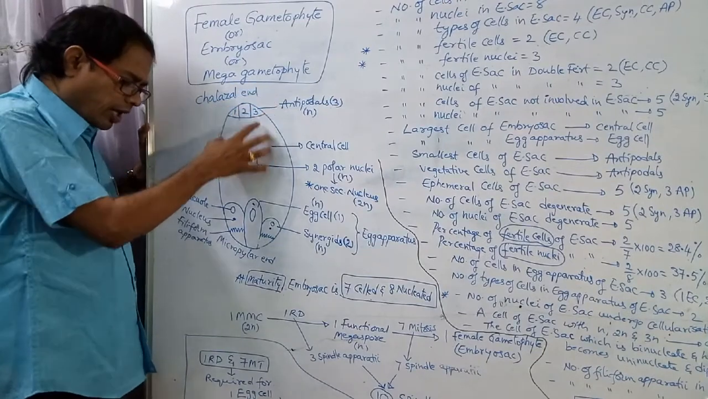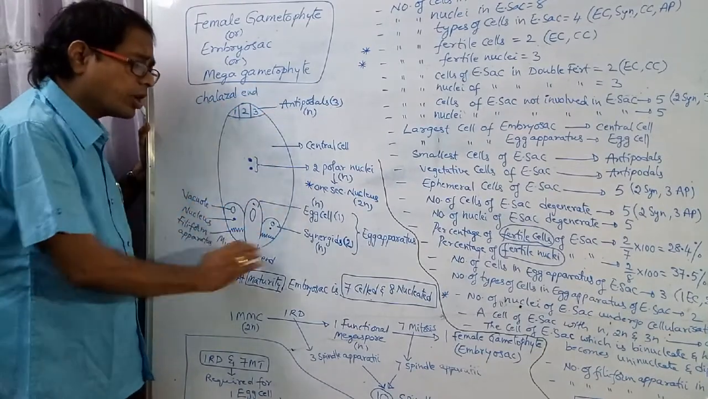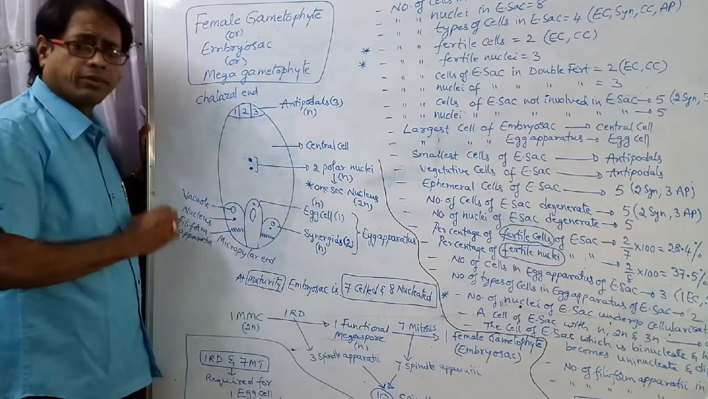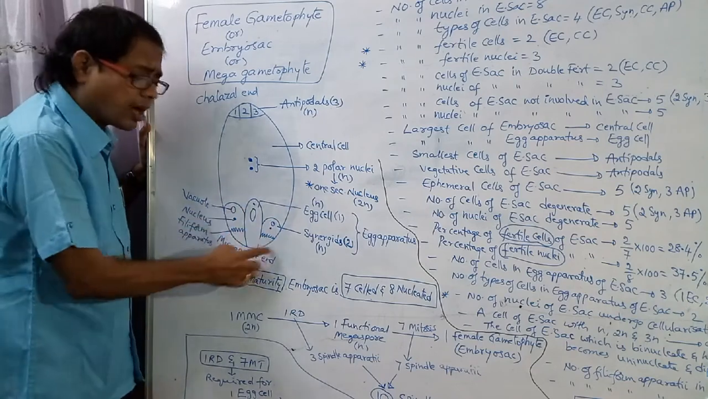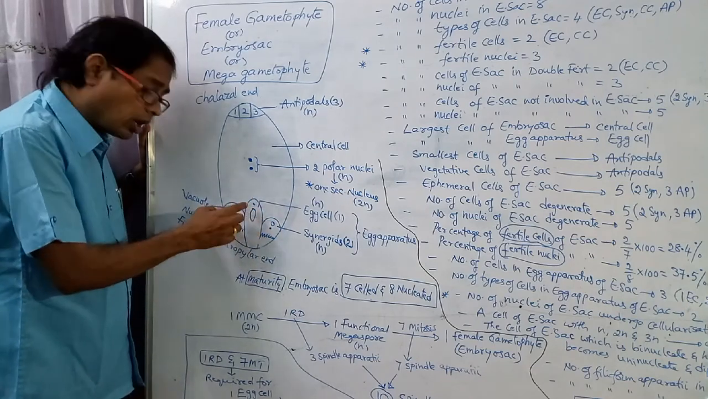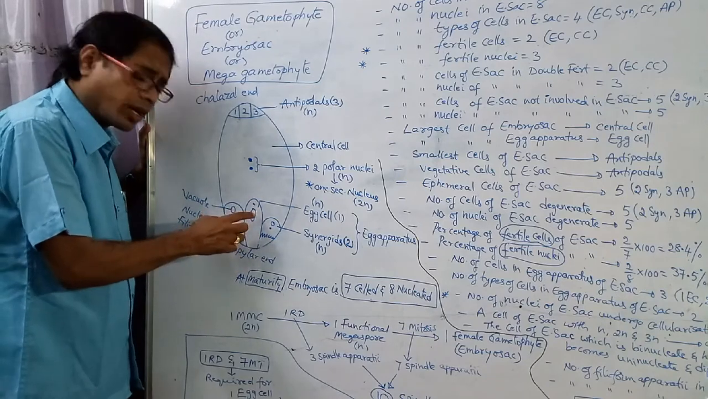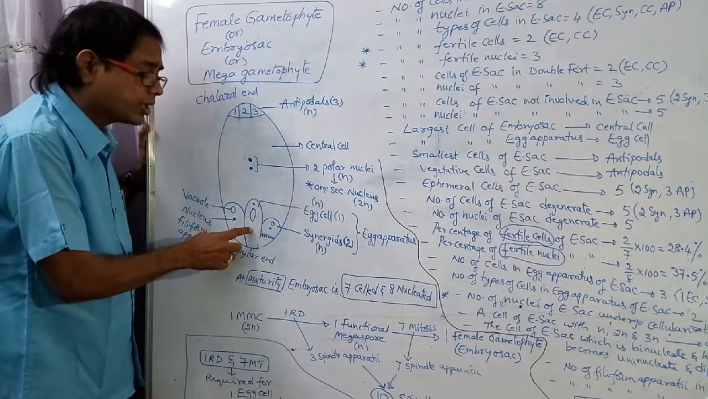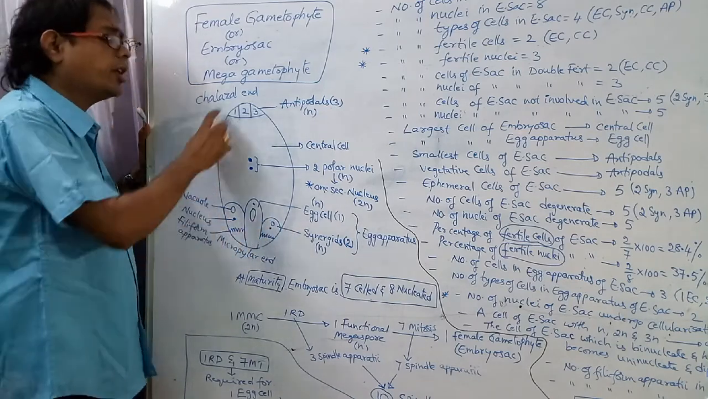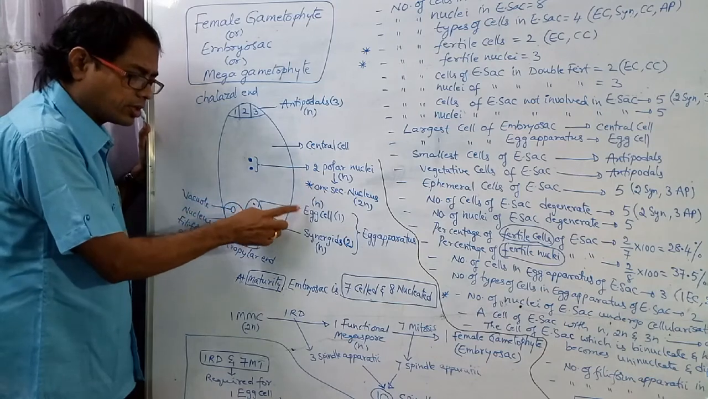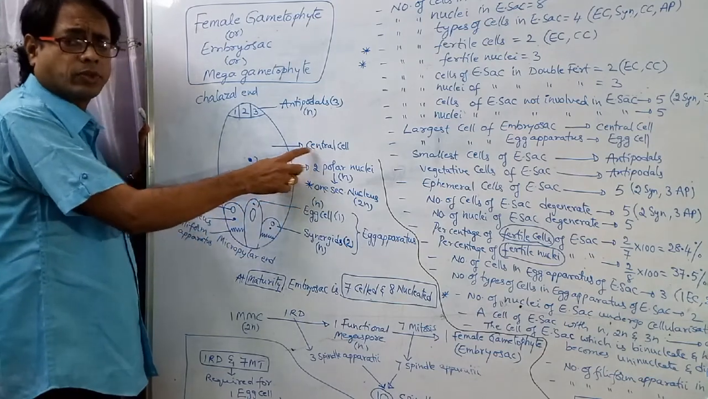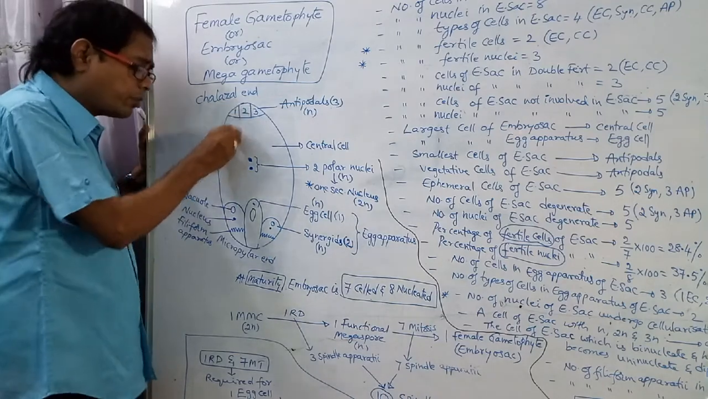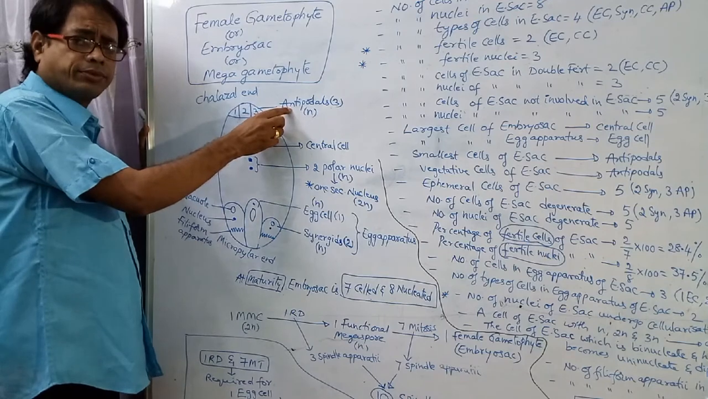Among the different types of cells, the largest cell of the embryo sac is the central cell. This is the egg apparatus. The largest cell of the egg apparatus is the egg cell. The largest cell of the embryo sac is the central cell, and these are considered the smallest cells. The smallest cells of the embryo sac are the antipodals.